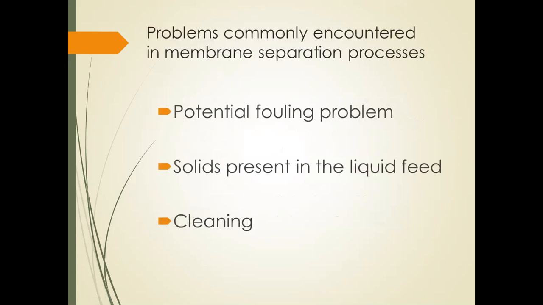Now, what are the problems commonly encountered in the membrane separation processes so far that were discussed in this set of slides? So, the potential fouling of membrane. That is why in some of the separation processes here, the membrane that is being used is backwashed, because we don't want solids or foreign materials to keep clinging on our membrane. As such, fouling will occur, and of course, it will also reduce the mass transfer rate. Solids present in the liquid feed could also be a problem and a challenge of how to clean the membrane itself, so it could be used for the next separation processes.